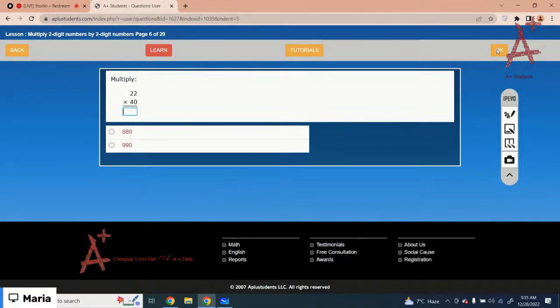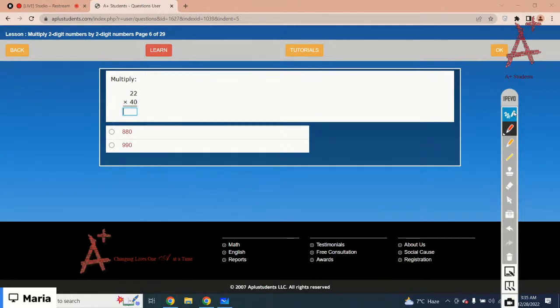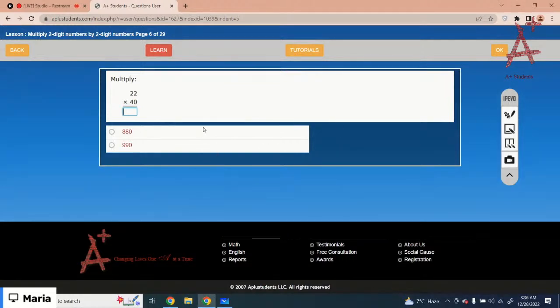Okay, the next one is you have to do 22 times 40. So just multiply the non-zero numbers and add the 0. You have to do 22 times 4. 4 times 2 is 8 and 4 times 2 is 8. Got it? We know that 22 times 4 is 88. You have just one zero, so you have to add the 0. It would be then 880. Got it? So just select the correct option, then click on the OK button.